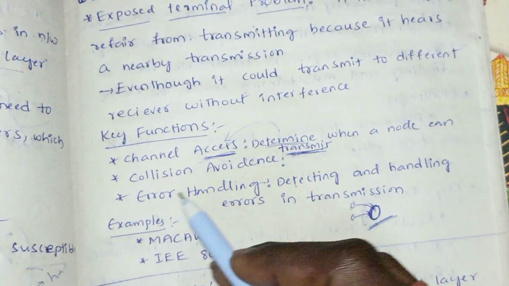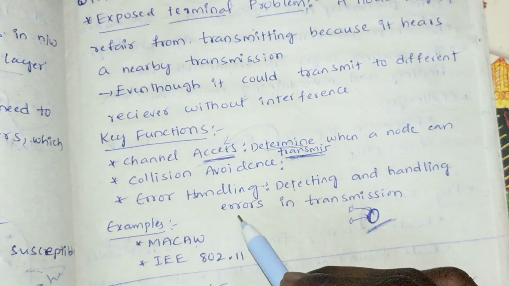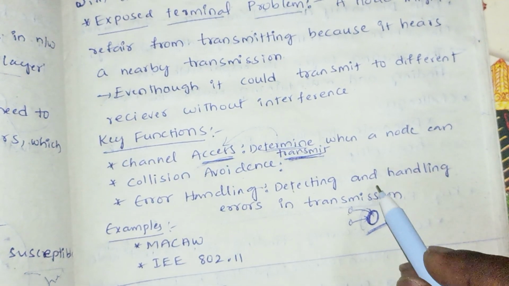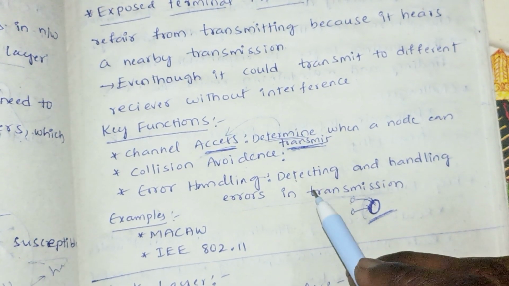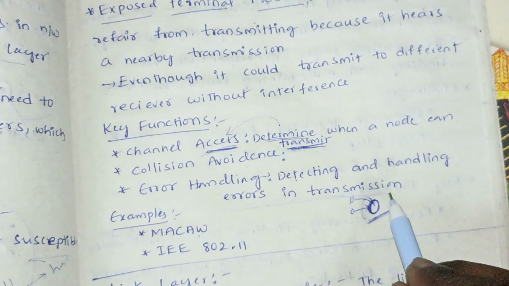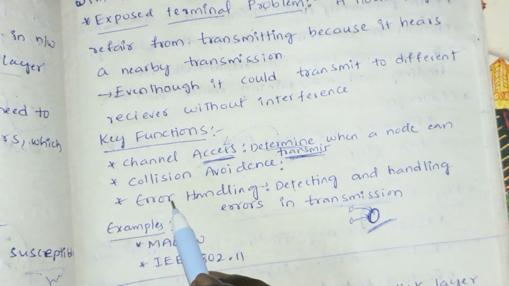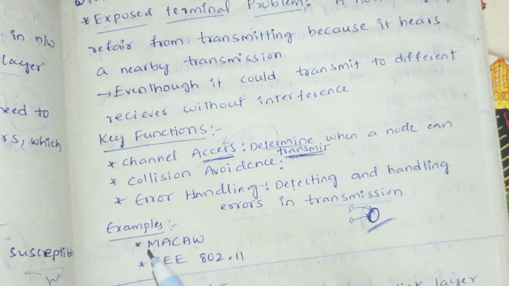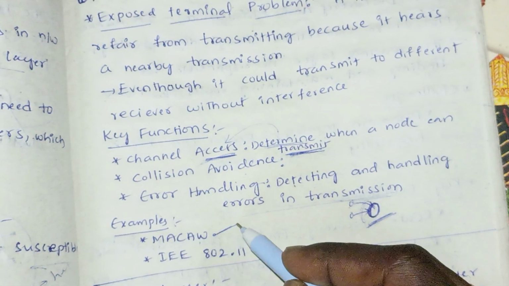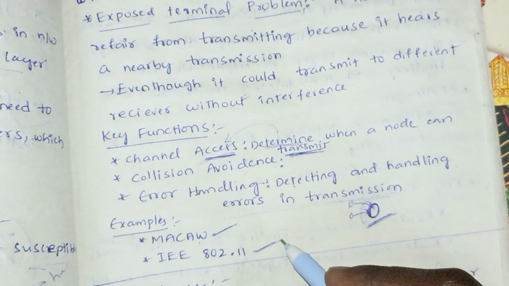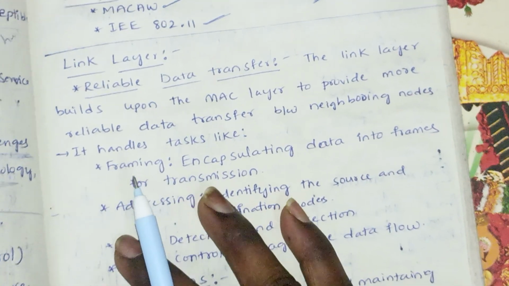Next, error handling. It detects and handles errors in transmission. If any errors are present during transmission in the MAC layer, it can easily find and detect them, and it can handle and correct the errors. Examples are MACAW and IEEE 802.11.